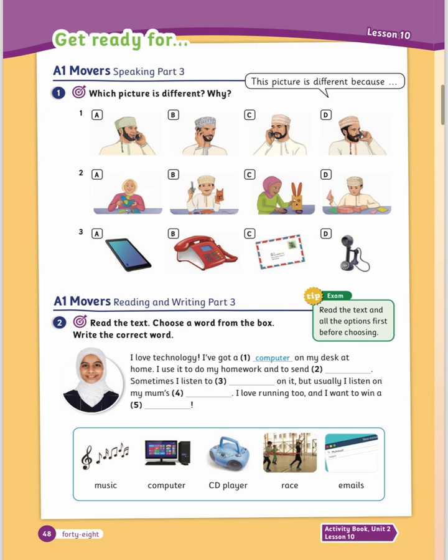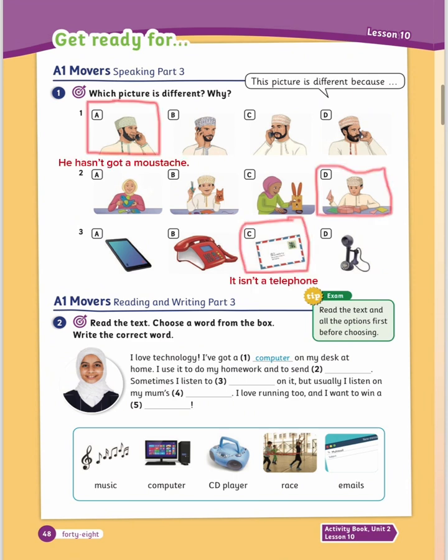A1 Movers Speaking Part 3. Exercise number 1. Which picture is different and why? In all of these pictures, we need to find the different picture from the others, like the examples in the books. Let's see the answers. Number 1. Picture A is the different one because he hasn't got a mustache. Number 2. Picture D because it isn't an animal. Number 3. Picture C because it isn't a telephone.